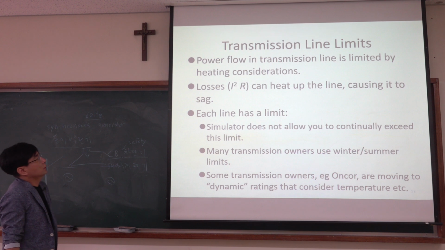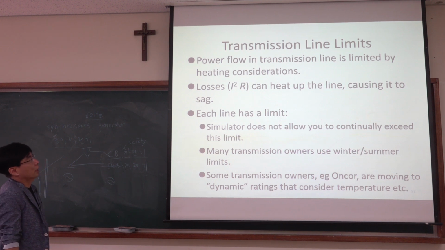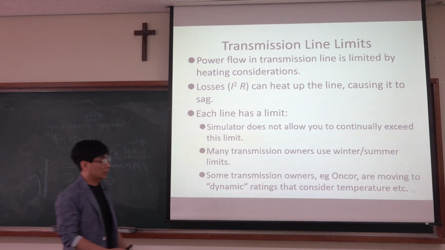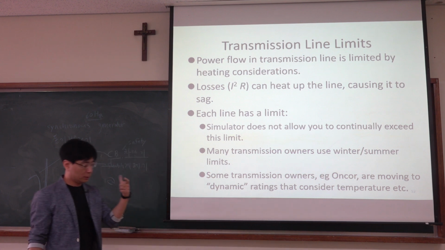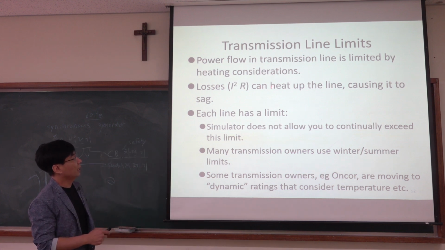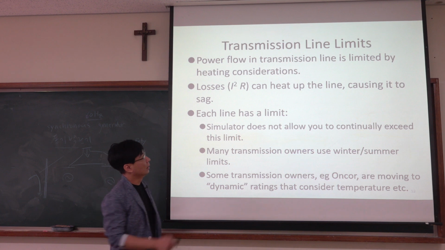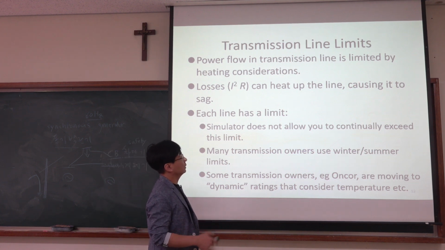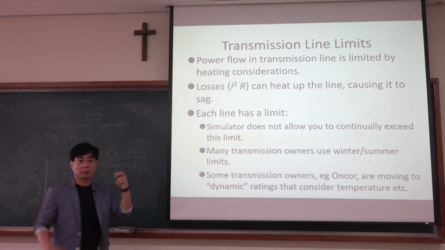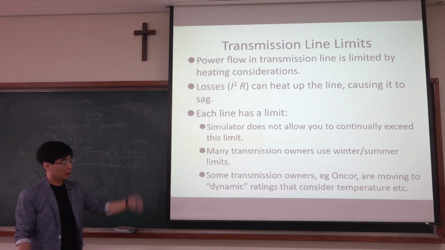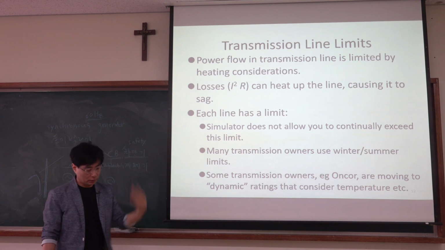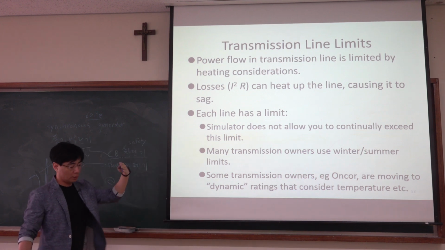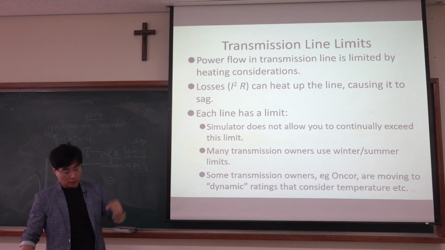So, transmission line limits. The power flow in a transmission line is limited by heating considerations. I squared R is the ohmic loss in the transmission line. These losses can heat up the line, and it causes the line to sag. Then the sagged line can touch a tree, and the current can flow from this line to the ground.